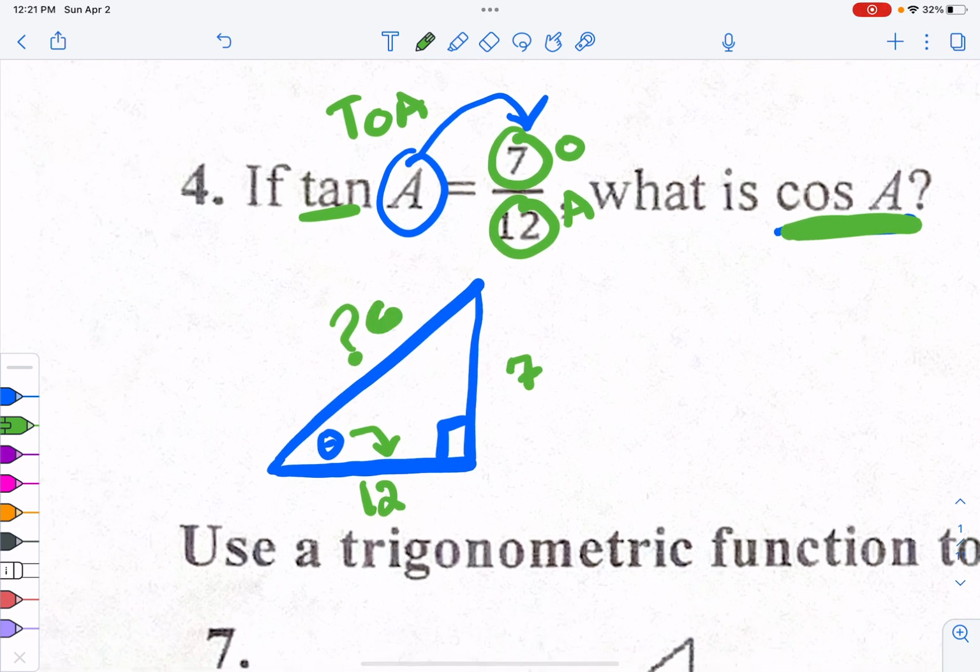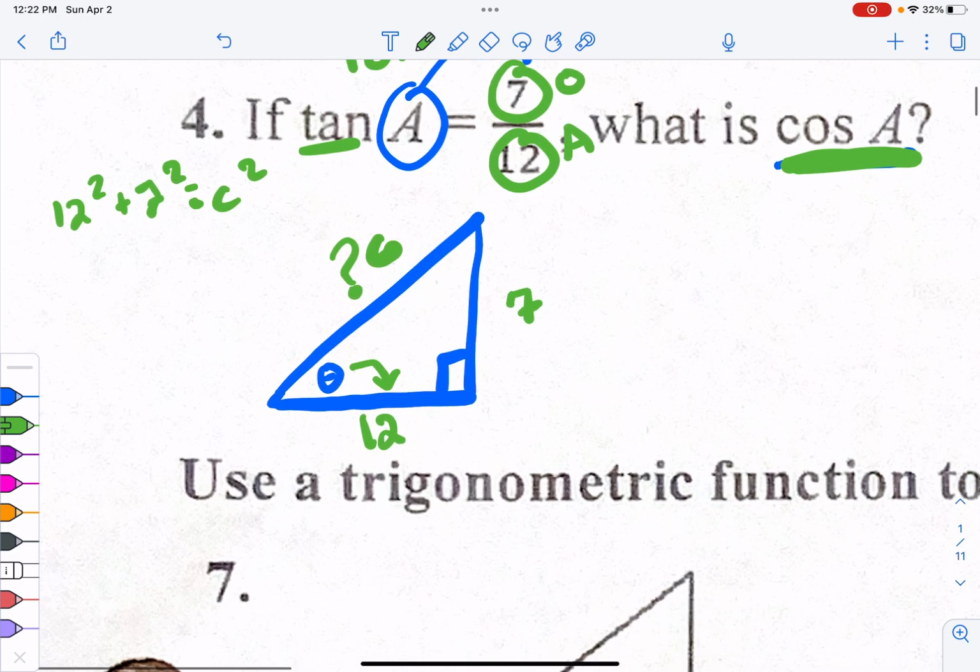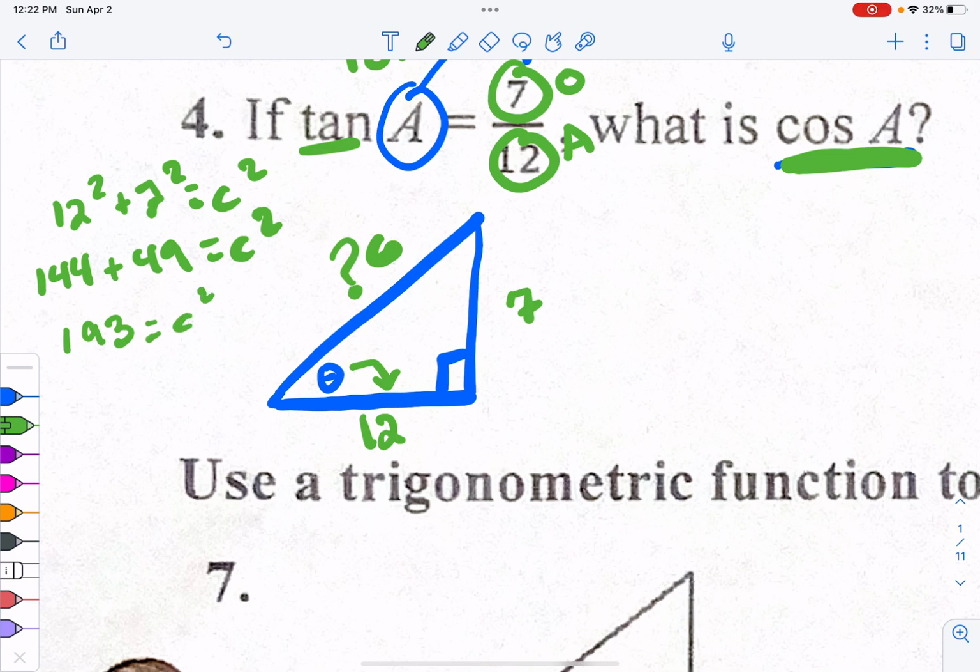This is my side C because it's the hypotenuse. So let's do 12 squared plus 7 squared equals C squared, okay? All right, I'll try to go a little bit faster. 144 is 12 squared, plus 49 equals C squared. This is 193. Let me check that.